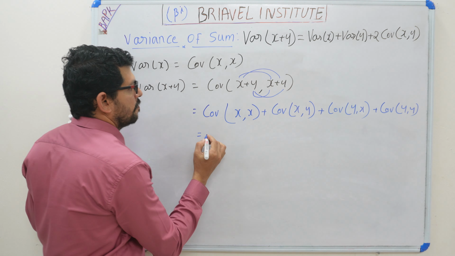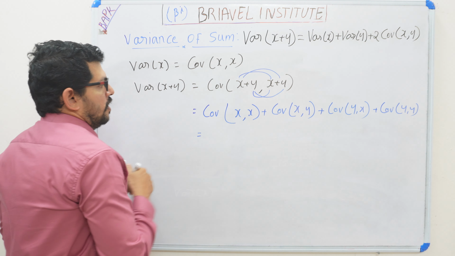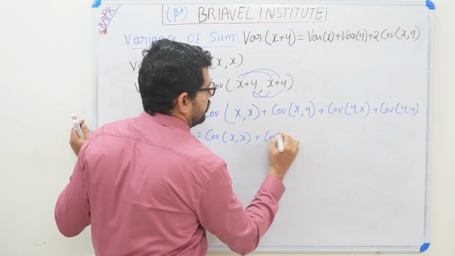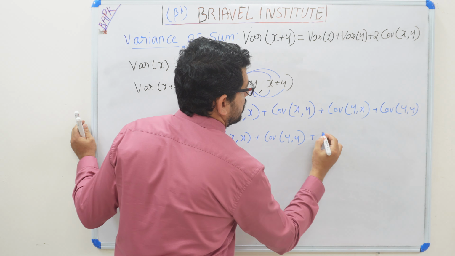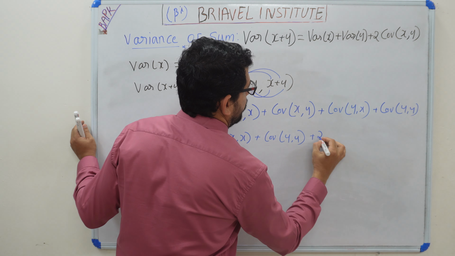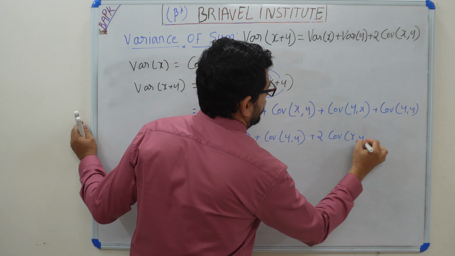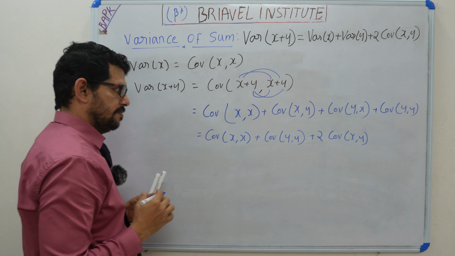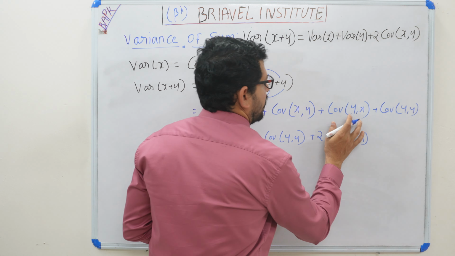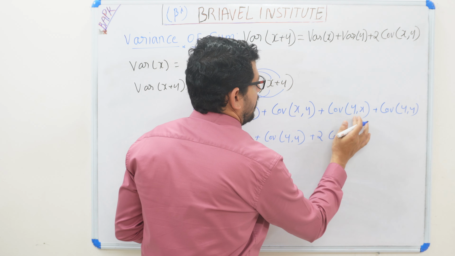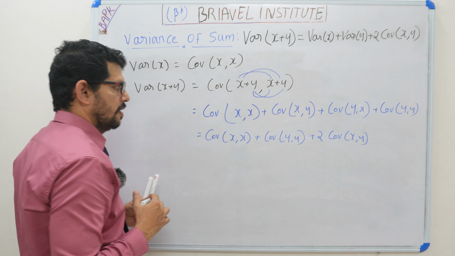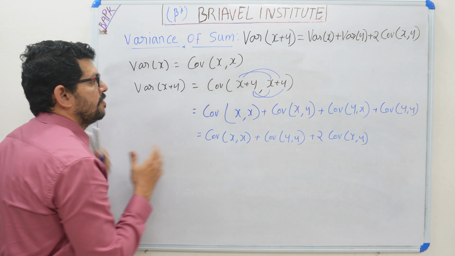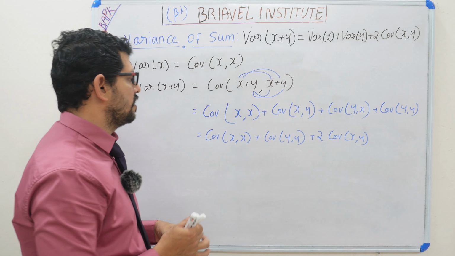So now you see, this is rearranged: covariance of x comma x plus covariance of y comma y plus 2 times covariance of x comma y. Covariance of y comma x and x comma y are the same, equal. So this one you can also write x comma y and y comma x. So both are the same. So we got again the same formula.